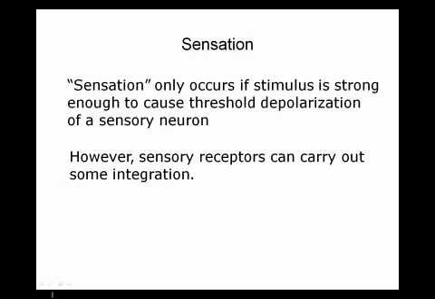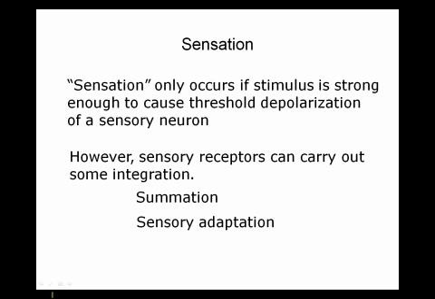Sensory receptors can also carry out some integration, so in some cases they can process the stimuli that are occurring. One way that they do this is called summation. So if we have multiple sub-threshold depolarizations, what this means is that individually they are not strong enough to initiate an action potential. However, if a number of these sub-threshold depolarizations occur in very rapid succession or very close to one another, those have an additive effect, and we can reach threshold in this manner.